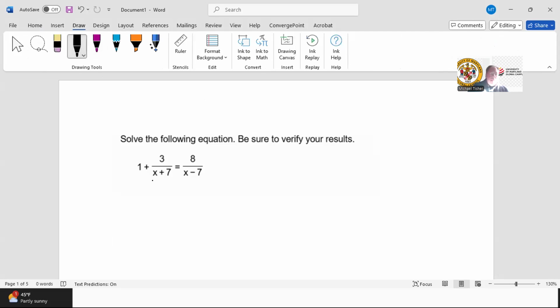So for that, we're going to take this first denominator x plus 7 and set it equal to 0. And now we're going to solve for x. So solving for x, we'll minus 7 from both sides, and x equals negative 7. So this means negative 7 is not a solution.